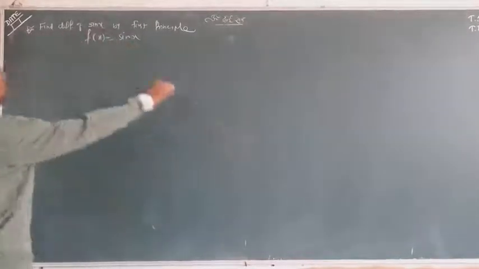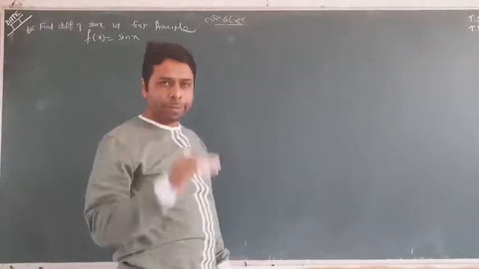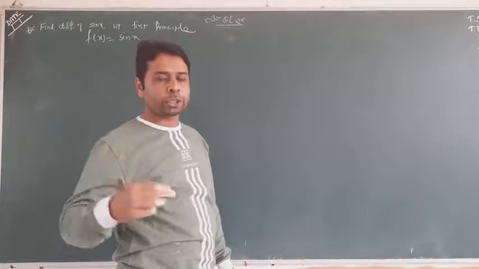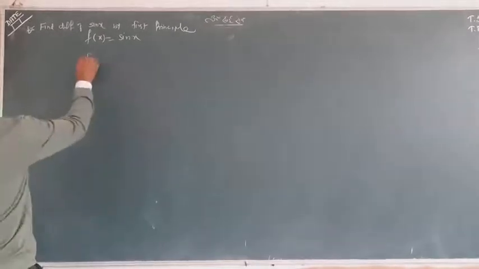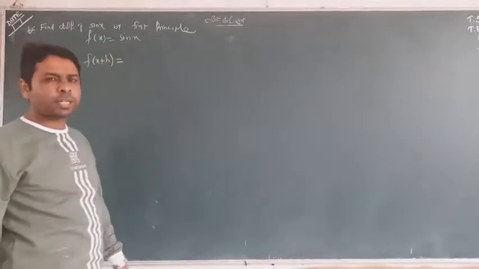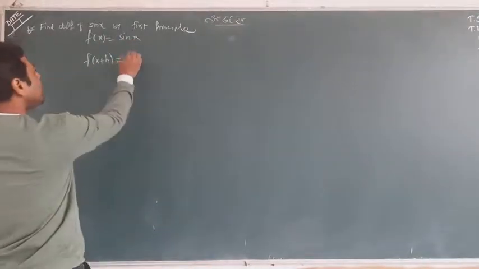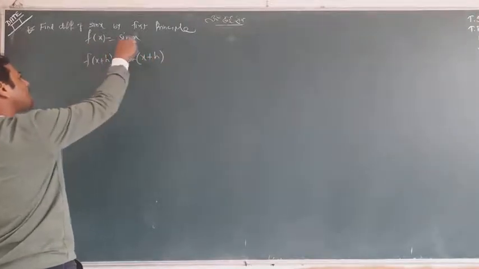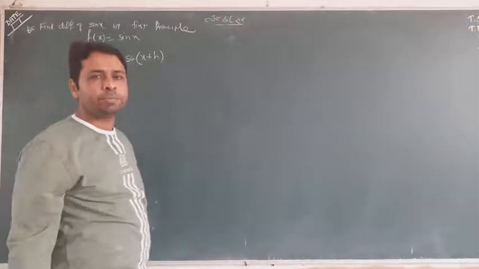So how we can find out? Look at it again. First of all, you remember the formula. What was the formula? Limit h tends to 0, f of x plus h minus f of x upon h. So it is your f of x. You first find f of x plus h. How you can find f of x plus h? Put x equal to x plus h. So where x is there, I will put instead of x, x plus h. Now can you read? f of x equal to sin x, f of x plus h equal to sin x plus h. Nothing changed.